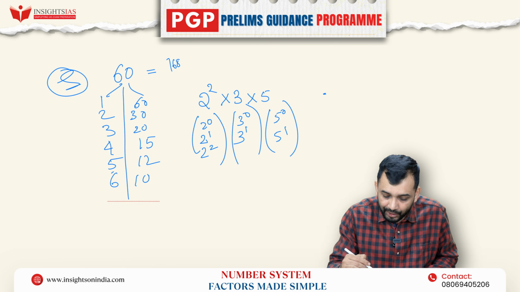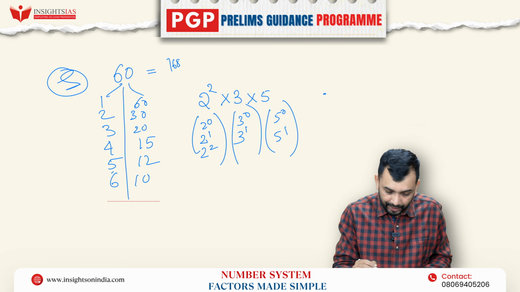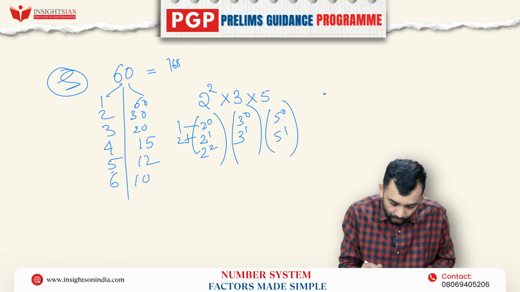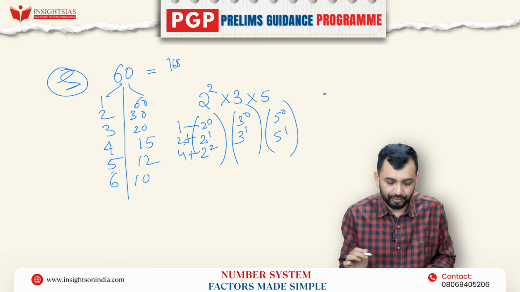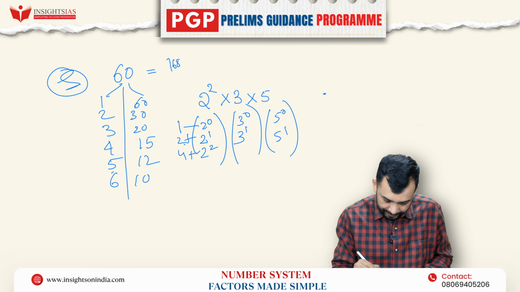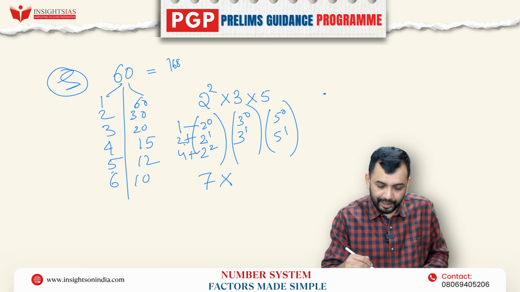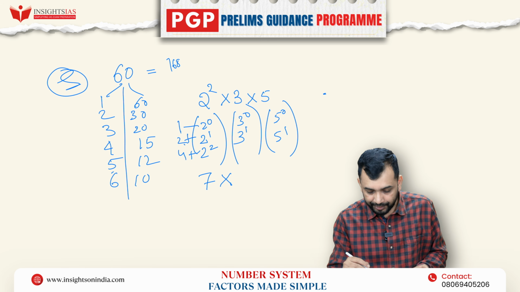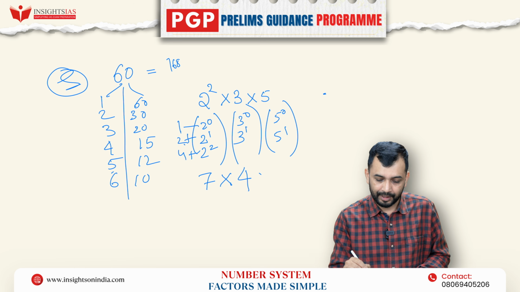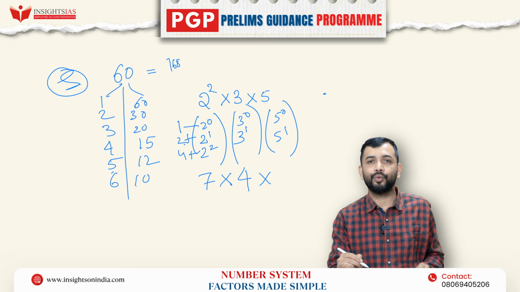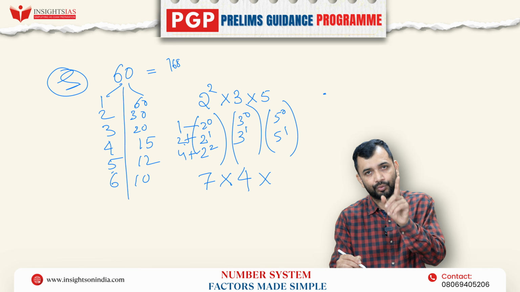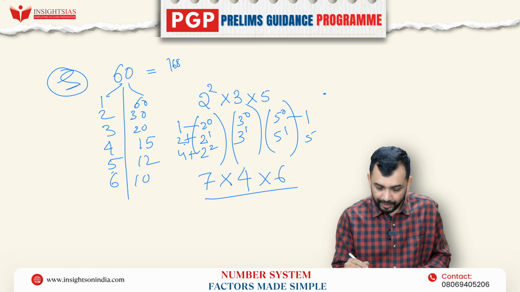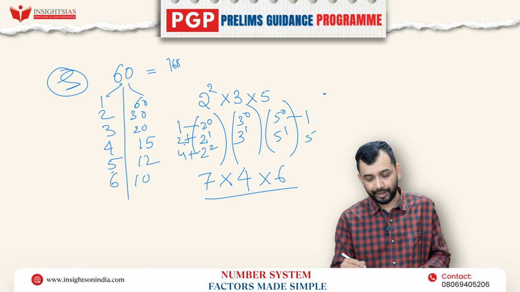Now if I add them, each box has to be added individually. This is 2 to the power of 0 is 1, plus 2 to the power of 1 is 2, 2 square is 4. 1 plus 2 plus 4. How much? 7, into, separately this and this. 3 to the power of 0 is 1, 3 to the power of 1 is 3. 1 plus 3, that is 4. Similarly, 5 to the power of 0 is 1, 5 to the power of 1 is 5. 1 plus 5, how much is it? 6. Now if you add 6 into 4, 24, 24 into 7.